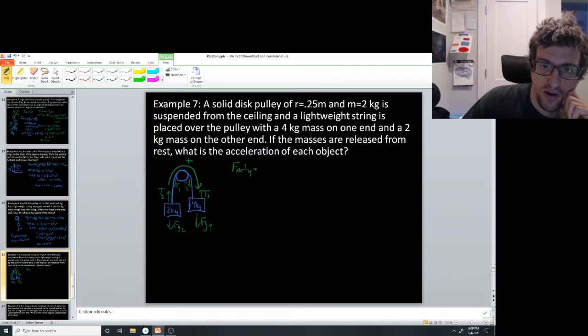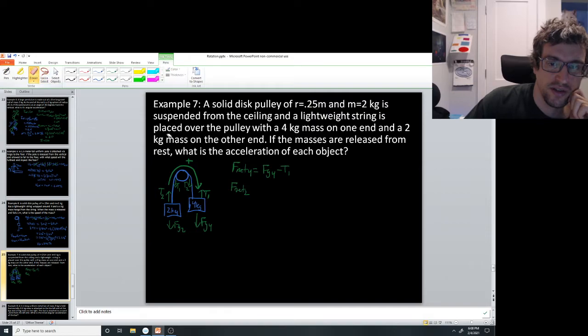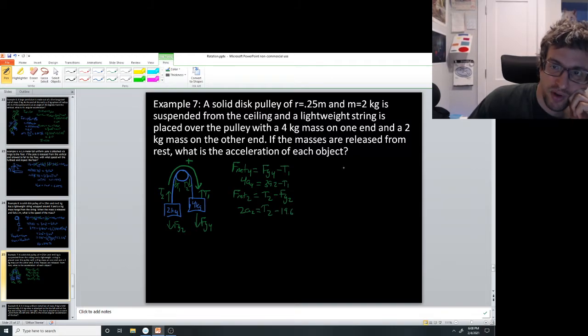Now, I set up the Fnet equations for each of them. So Fnet 4 is equal to FG4 minus T1. Fnet 2 equals T2 minus FG2. We can summarize this as 4 A4 equals 39.2 minus T1, and this one is 2 A2 equals T2 minus 19.6. Then we get to the pulley.